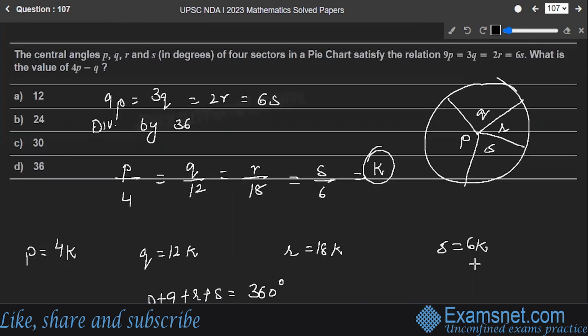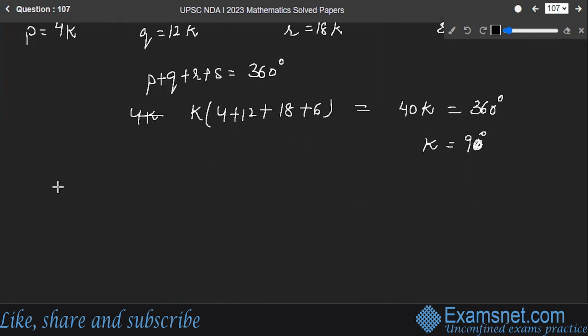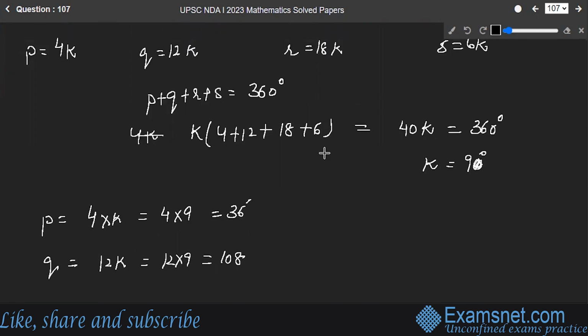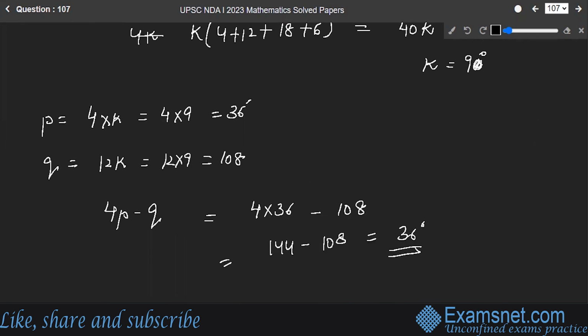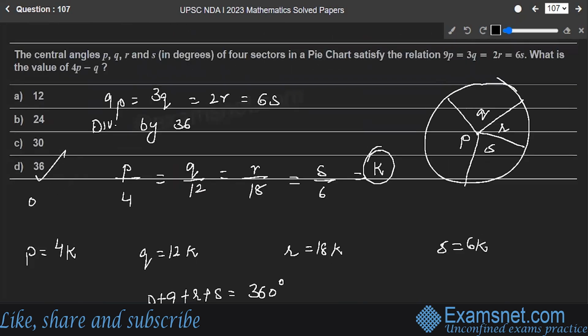Right. So what we had to find out in the question was 4P minus Q. So P is equal to 4K. That is equal to 4 into 9, 36. And Q was equal to 12K. So 12 nines are 108. So you had to find out 4P minus Q. That is 4 multiply 36 minus 108. This will give you 144 minus this. That is 36 degrees. Okay. So we have option D as the answer.